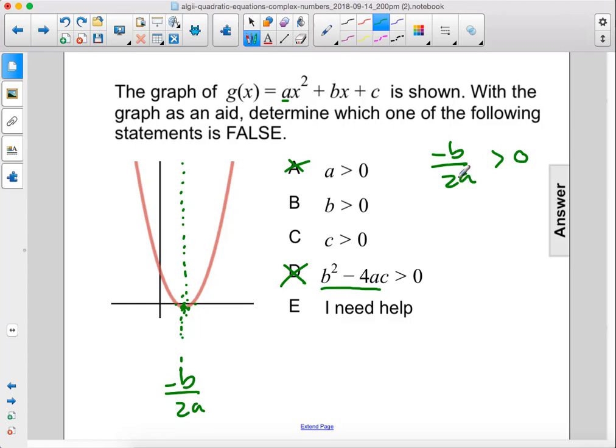So in order for that to be true, B or A has to be negative in order to cancel out this negative sign here. We know it's not going to be A. A is positive, which means that B has to be a negative number in order for the negative signs to cancel out and for this axis of symmetry to be to the right of the y-axis. So therefore, B has to be less than 0. That means that this is false. B is our answer.